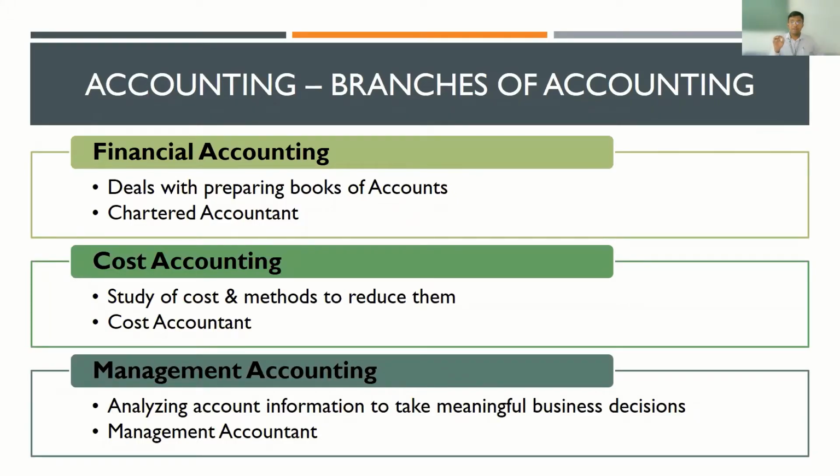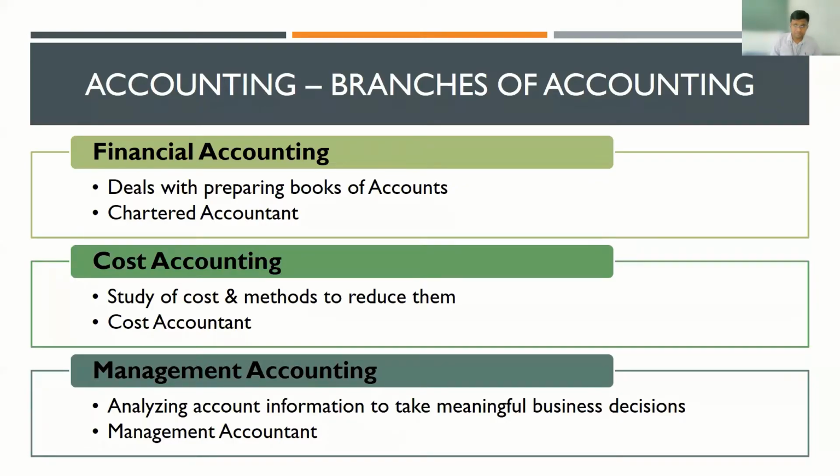Following this, they will devise methods to reduce cost. They will come up with strategies, techniques, and methods by which this cost can be reduced. So that is what a cost accountant does. A cost accountant uses accounting information; from the information available with him, he studies the cost and comes up with strategies and methods to reduce cost.